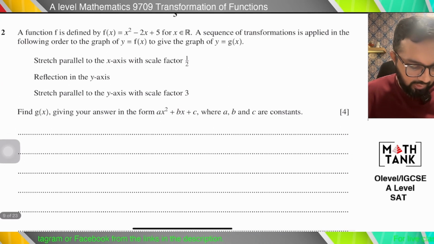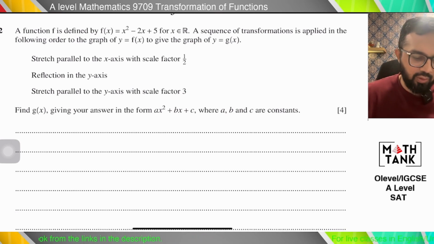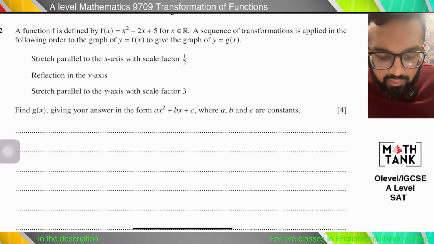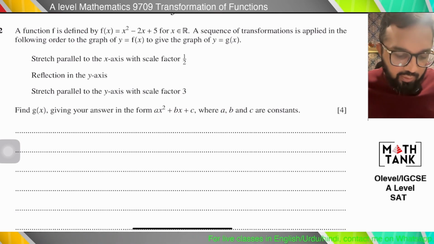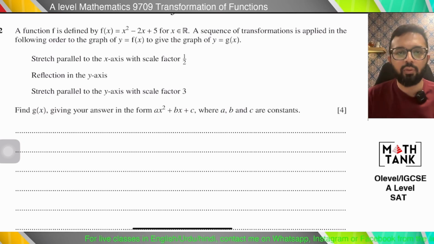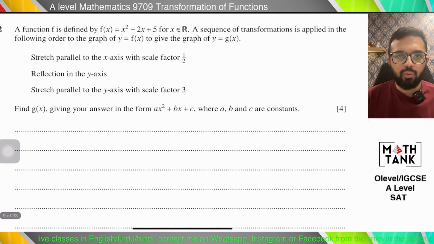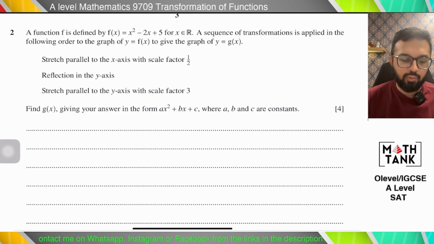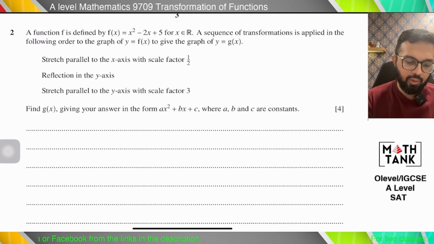Okay, continuing with this, we have another question. It says a function f is defined by this. A sequence of transformations is applied in the following order to give y equals g of x. What I recommend is you create a different function for each step rather than doing it all in one go. So in this case, I have a stretch parallel to the x-axis with a scale factor 2. So I'm going to say that that gives me f of 2x.